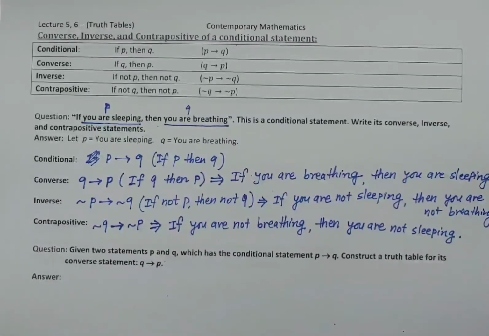To get the converse, we interchange the Q and P, the P and Q statement. To get the inverse, we put a negation on both, and to get the contrapositive, we interchange P and Q, and we put the negation symbol on both.